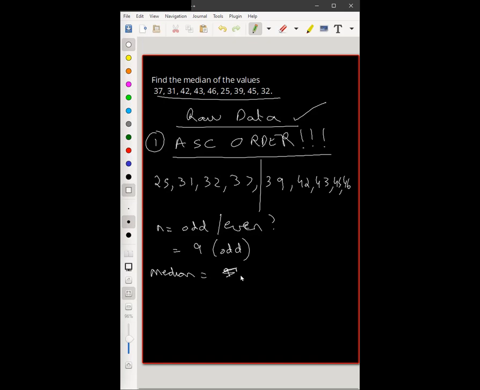What was the formula? So n plus 1 upon 2th observation, which is 9 plus 1 upon 2 observation, which is 10 by 2 observation, which is the 5th observation. Which is the 5th observation in this series? So 39. So what is the median? So 39.